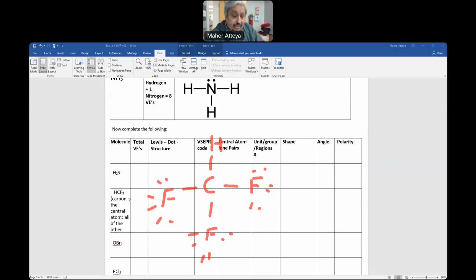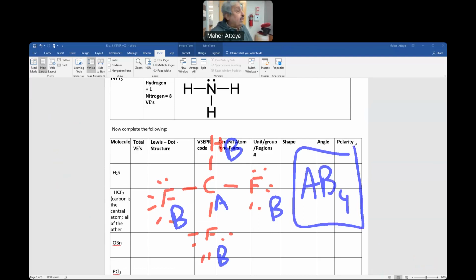So this is my A, central atom. This is my B, terminal. This is my B. This is my B. Regardless if they are different, they are still terminals. They're called terminals. So the code is AB what? 4. How many zones do we have? Just look at this number here. 4. Now, how did this 4 come about? Well, it is 1 single bond, 2, 3, and 4. 4 single bonds, 4 zones. Correct? So AB4, no lone pair.